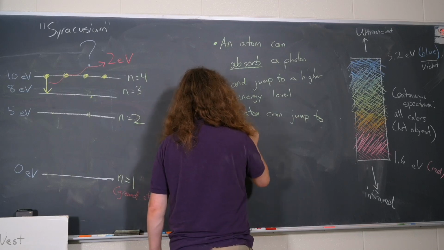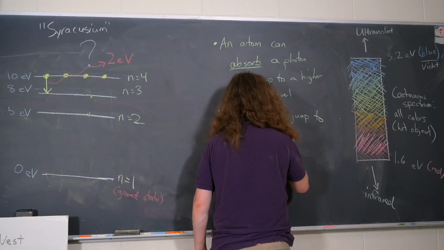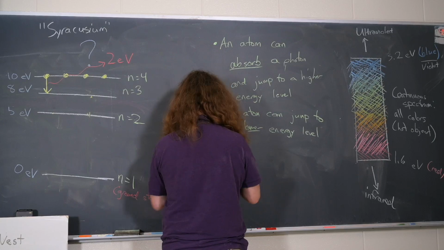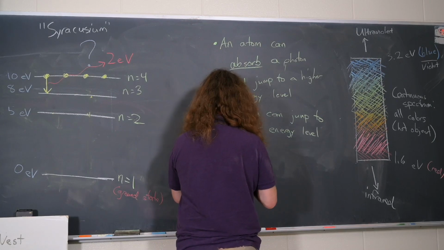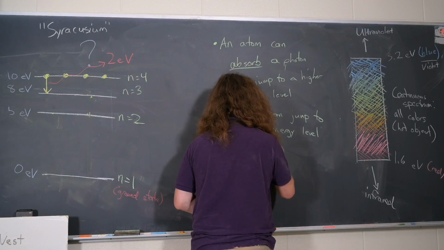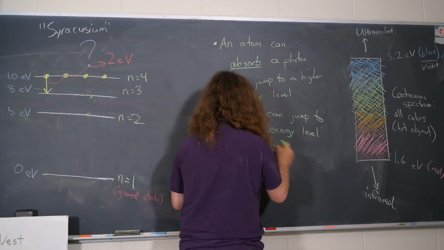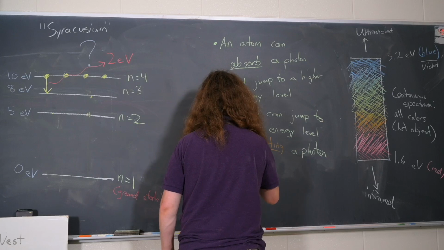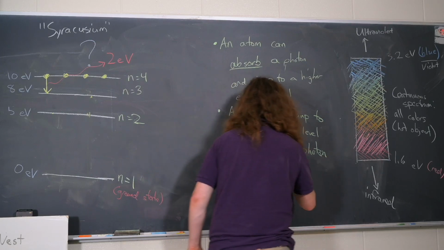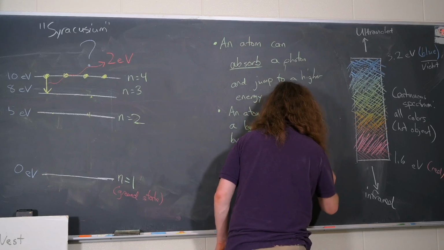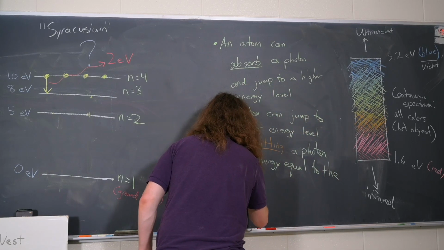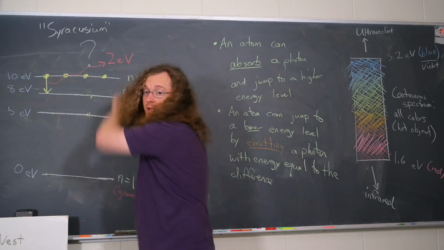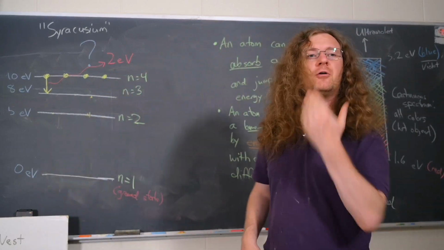An atom can jump to a lower energy level by emitting a photon with energy equal to the difference. So we got 2 eV out of here. But what other jumps can I get?